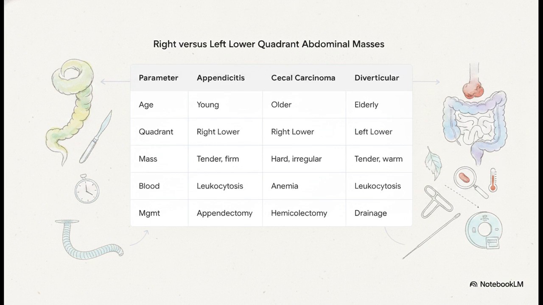Shifting to the left quadrant, a sigmoid diverticular abscess usually strikes the elderly, presenting with a history of diverticulosis, cramping, and a tender, warm pelvic mass. The primary management strategy here is percutaneous CT-guided drainage or a Hartmann's procedure if perforated.